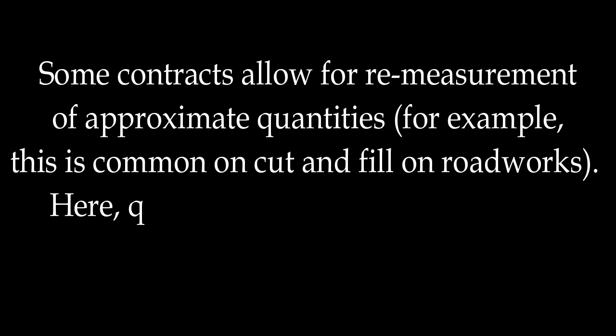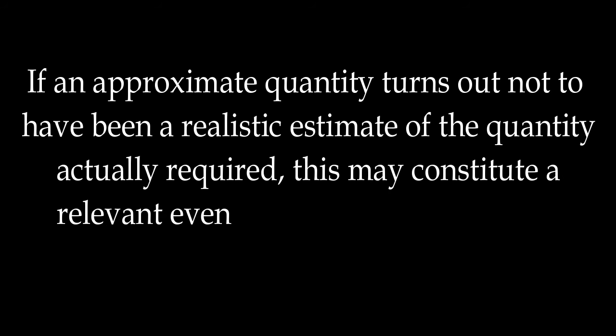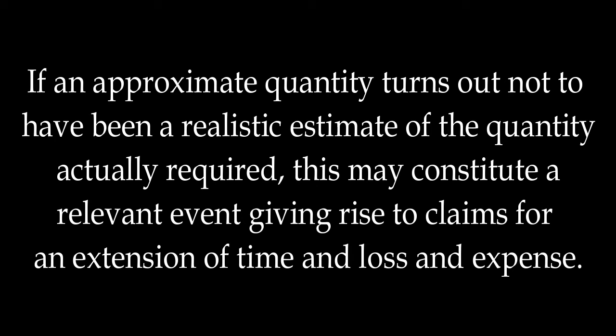Some contracts allow for remeasurement of approximate quantities. For example, this is common on cut and fill on road works. Here, quantities are simply revised and payments made accordingly without the need to instruct a variation. If an approximate quantity turns out not to have been a realistic estimate of the quantity actually required, this may constitute a relevant event giving rise to claims for an extension of time and loss and expense.